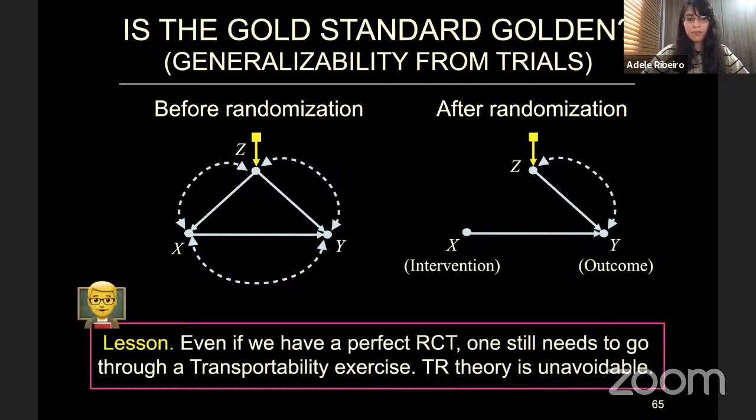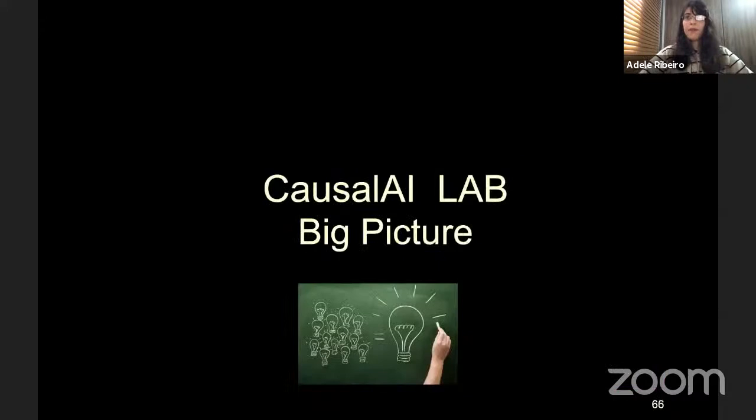So the lesson here is that even if we have a perfect RCT, a perfect experiment, we still need to do this transportability exercise to transport the effect to another population. We cannot just avoid or ignore the transportability theory. Right. Before going over our lab, I would like to take some questions up to this point. Is there any question here? No? All right. So no questions?